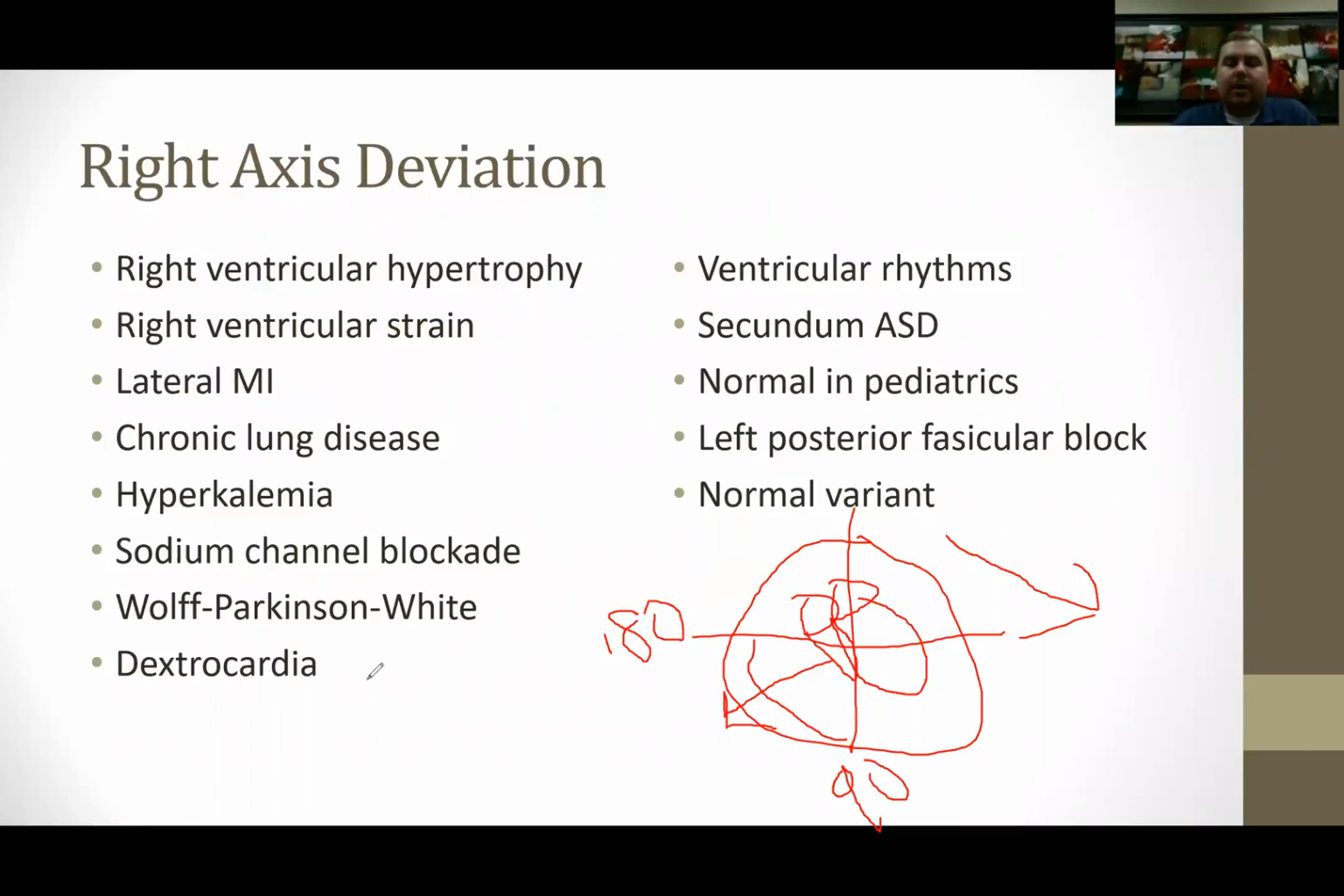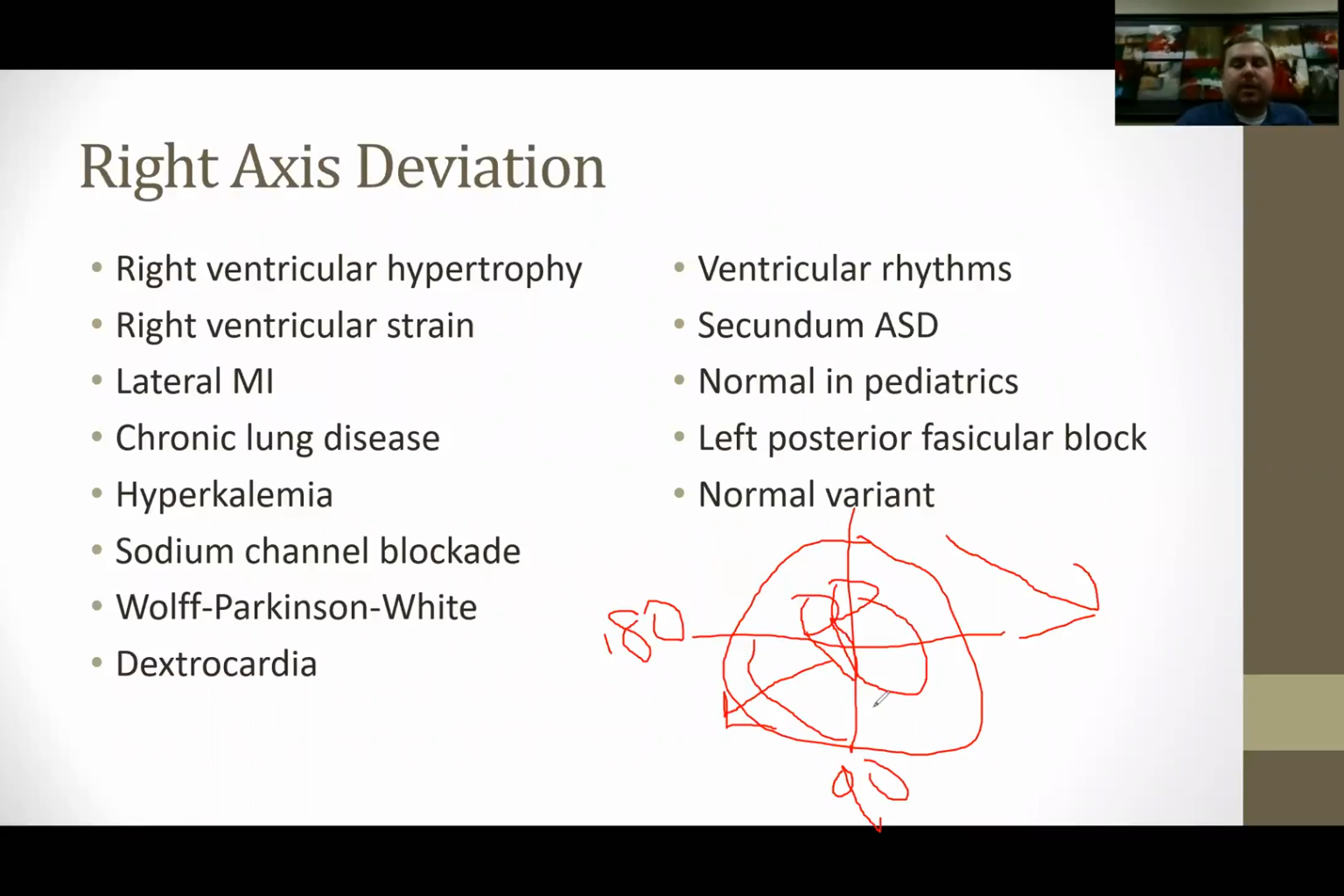Dextrocardia is where the heart is flipped in the chest along with the other organs. So if you had dextrocardia, then the left ventricle would be on the opposite side. So the left ventricle being bigger would pull more electricity towards the right side of the EKG. Ventricular rhythms can arise from anywhere in the ventricle. So if it's arising on the right side, then it's going to pull it towards the right side. Different atrial septal defects will cause it too.